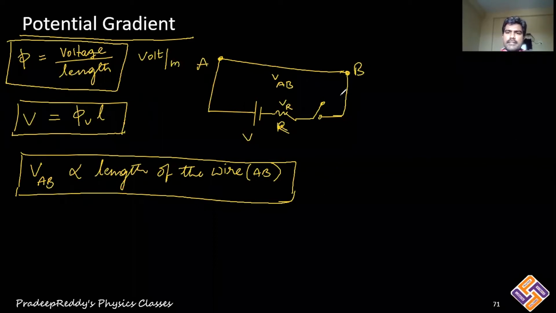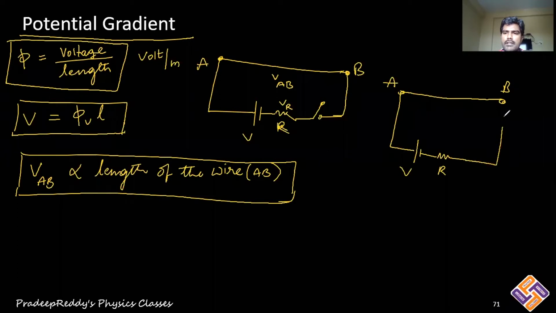Now let us take this circuit. I'll be taking a wire AB, and I will be connecting it to an external circuit along with a resistor which is in series. This battery has potential V, and you are connecting it to a jockey. This is J. Now if you are connecting this jockey to this point B, therefore what you can write is, voltage V_AB is directly proportional to length AB.